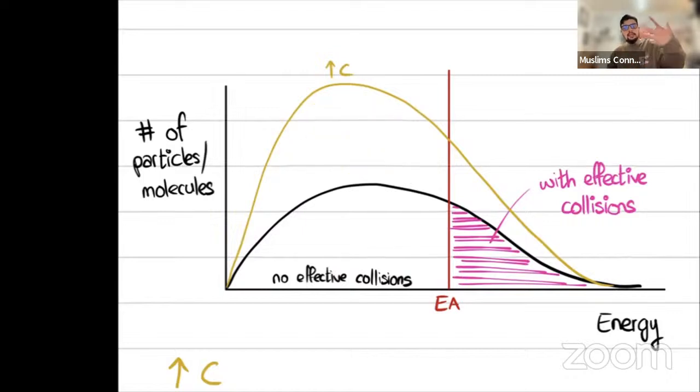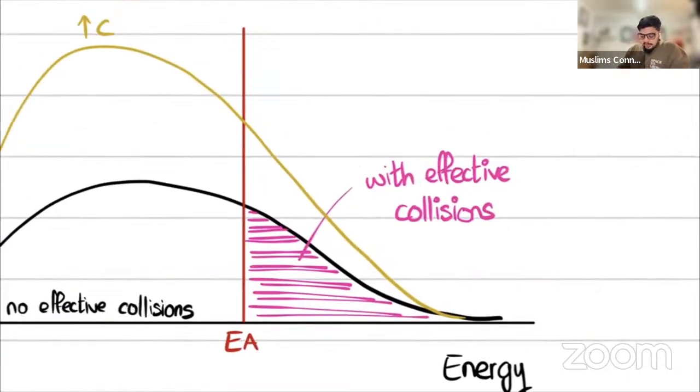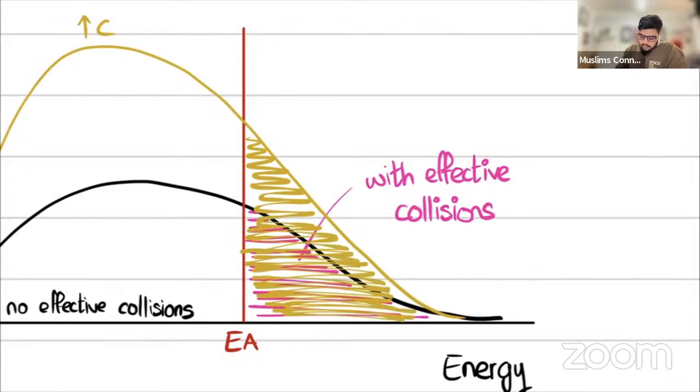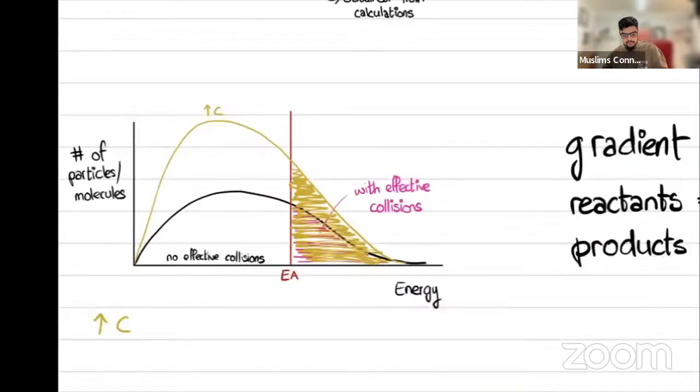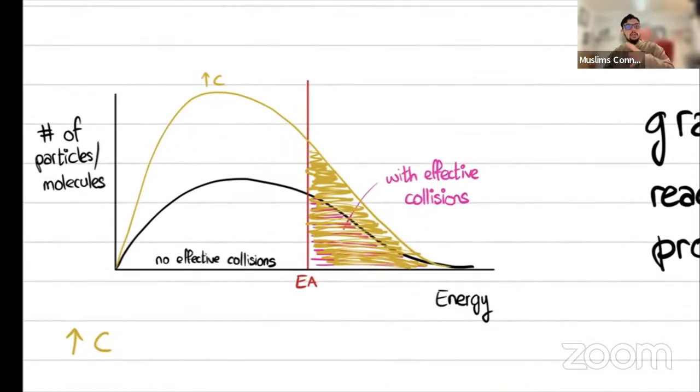But when we increase the number of collisions, we also increase the number of effective collisions. So now you can see how many of these pass the activation energy, all of this, including the original one. All of that now has effective collisions. So that's what happens with concentration. It steepens up the graph: more particles, more collisions, more effective collisions.